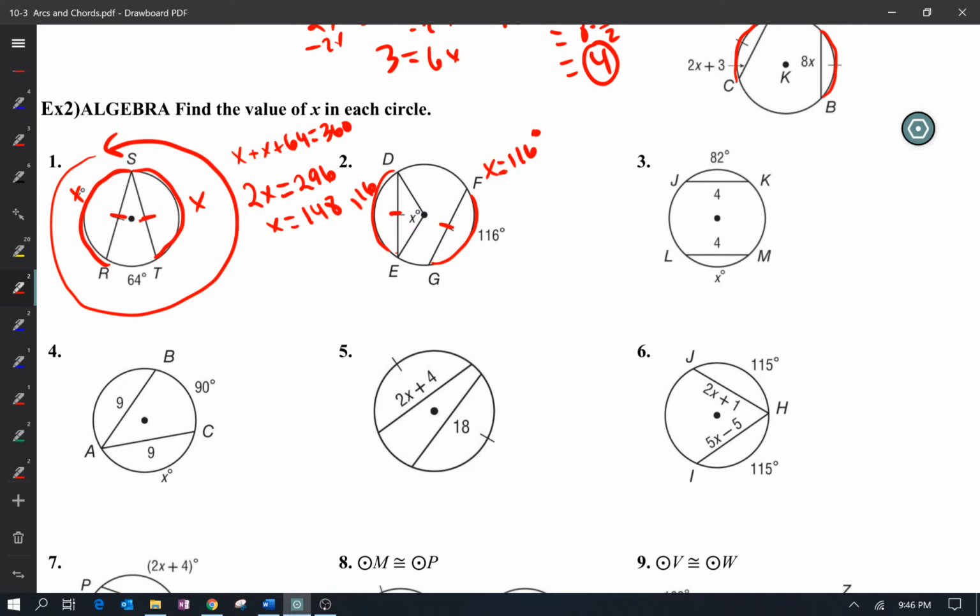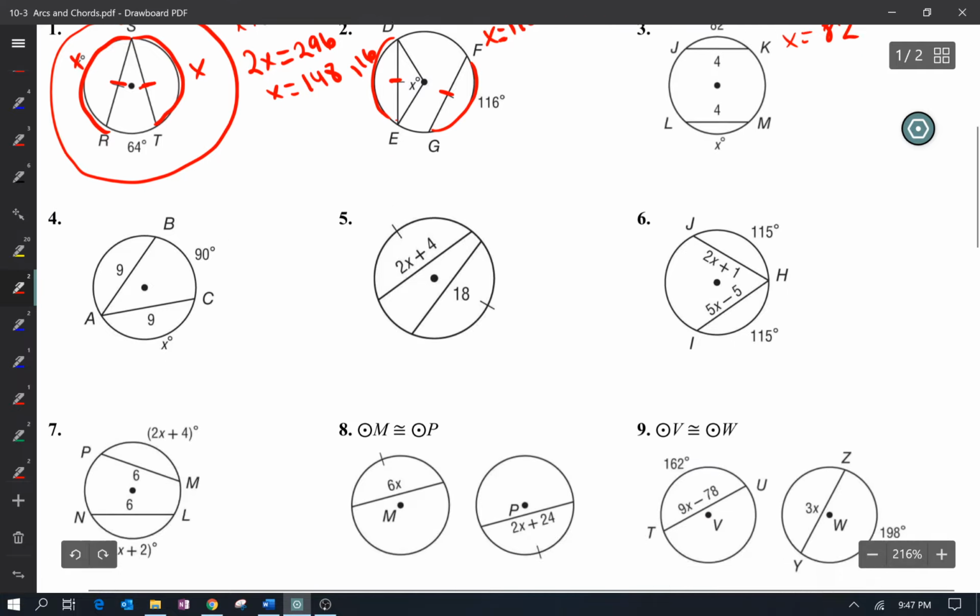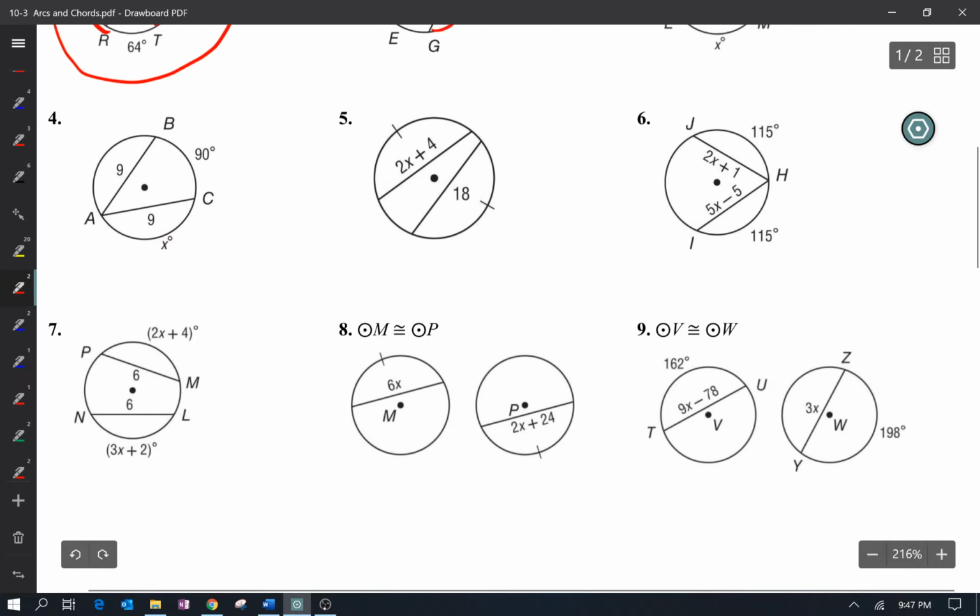Next problem. Looks like we have something missing here. What are we missing? Oh, I see what they're saying. They're saying these are both 4. So this is 4 and this is 4. So this chord and this chord are both 4. So if that arc is 82 degrees, then the other arc is 82 degrees. Because if the chords are equal, the angles are equal. The arcs are equal. All right, next one.